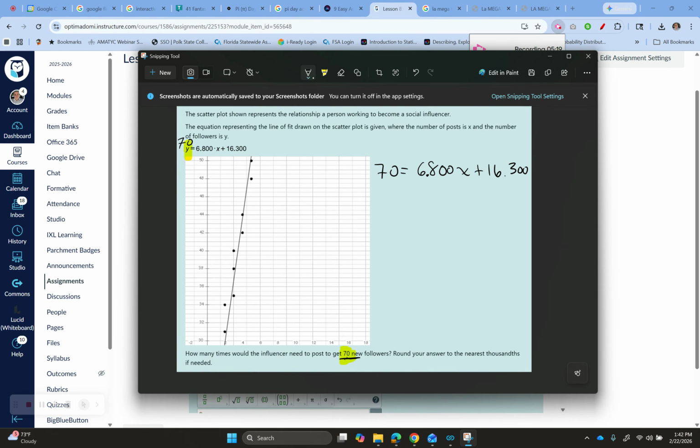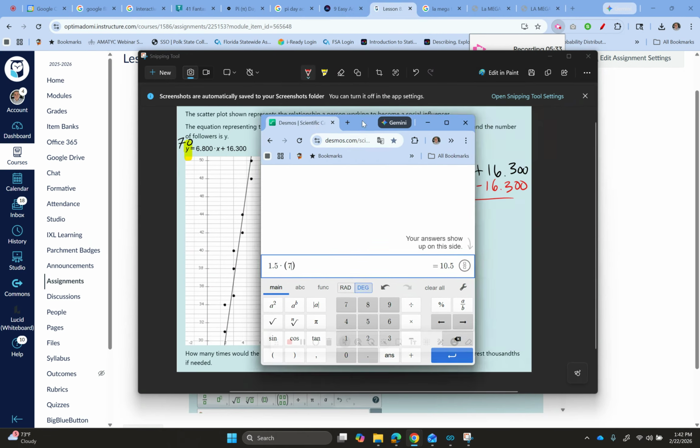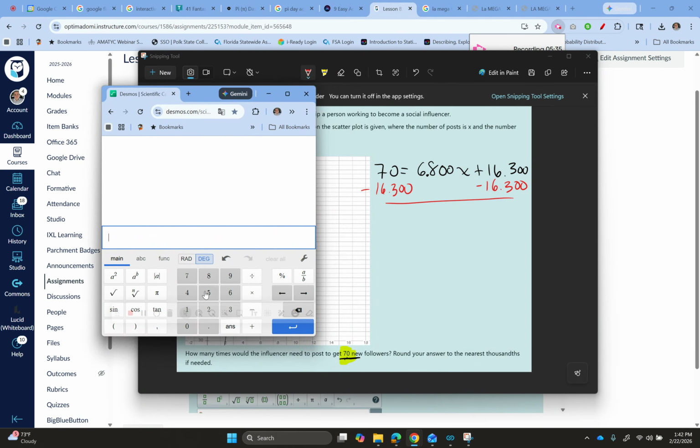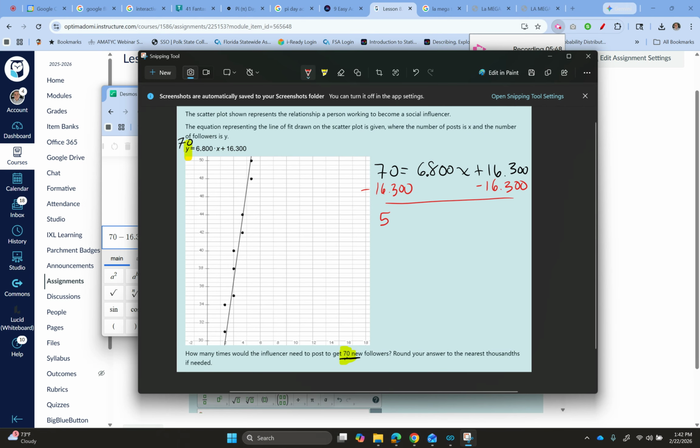So the first thing I'm going to have to do is subtract 16.300 on both sides of my equation. That's the first thing I'm going to have to do. I suggest you use your calculator here. So let me clear this up. I'm going to subtract 70 minus 16.300. You can see I got 53.7.